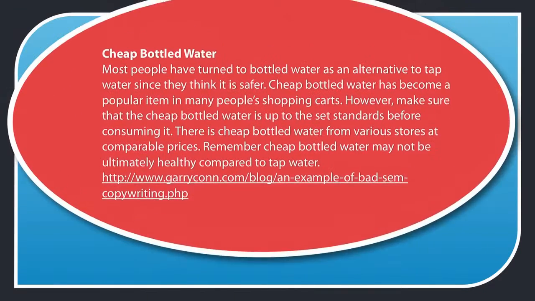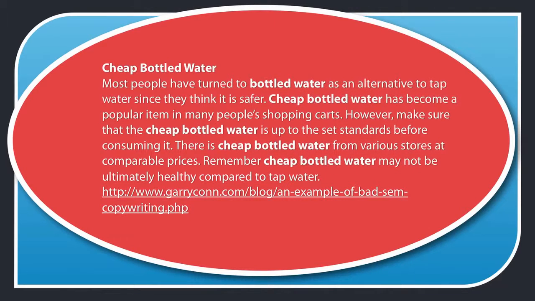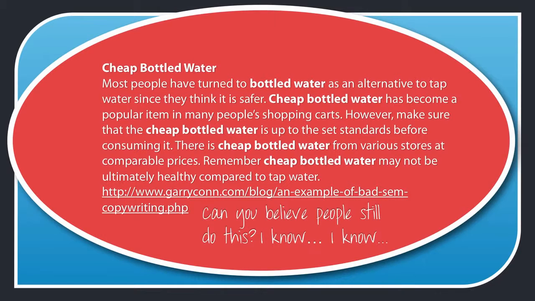Here's an example of where it went horribly wrong. Look how many times the words cheap bottled water has been worked into that paragraph. What do you think a human reviewer from Google is going to think when he sees that? Spam, right? You don't want to do that, or you'll be removed from Google's index.